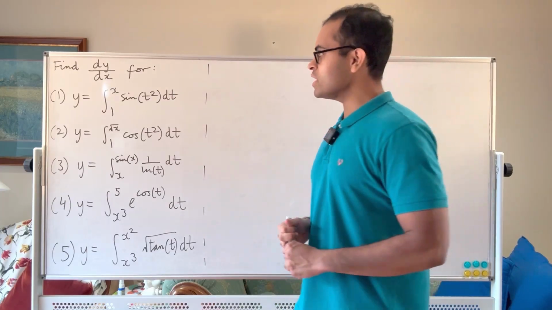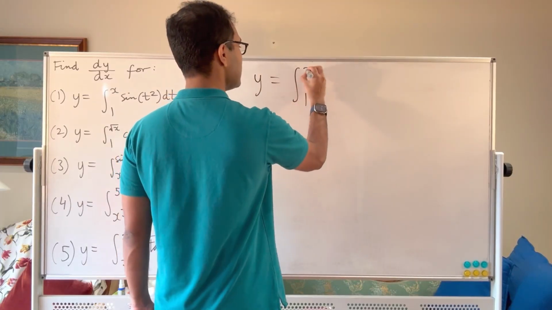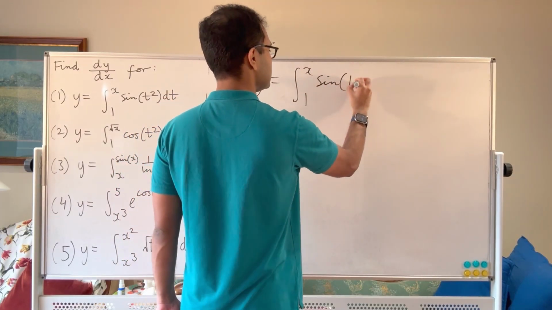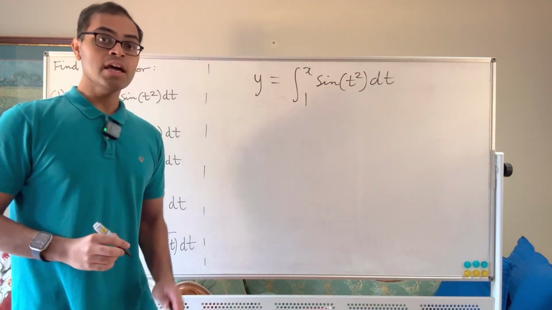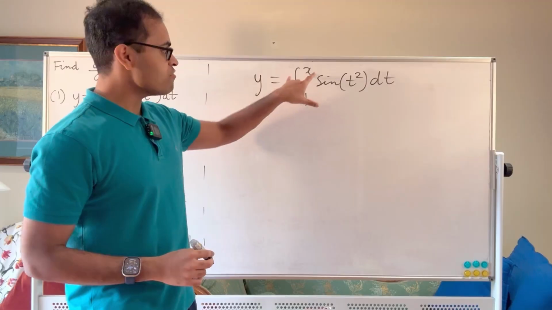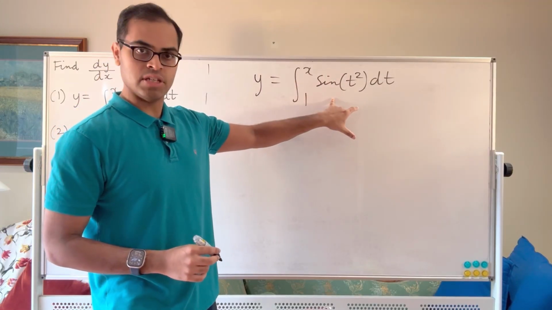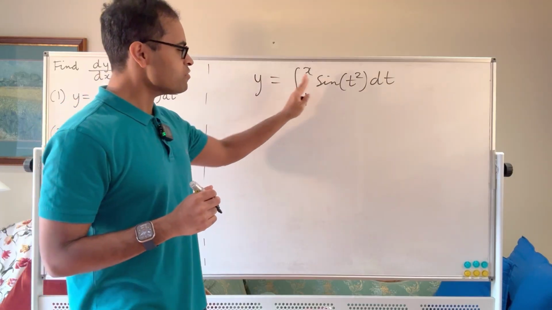So let's dive into it and start off with the first one, which is y equals the integral from 1 to x of sine of t squared dt. We want to find the derivative of y with respect to x. Now I'll emphasize these points as we go along, but it's very important that y is a function of x, not a function of t. Understanding that will help avoid making silly errors. So y is a function of x.